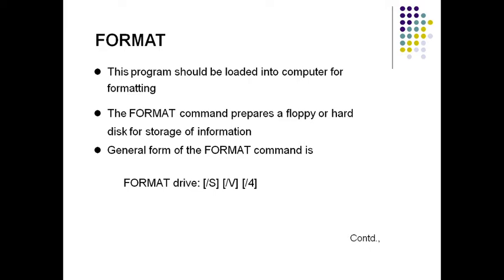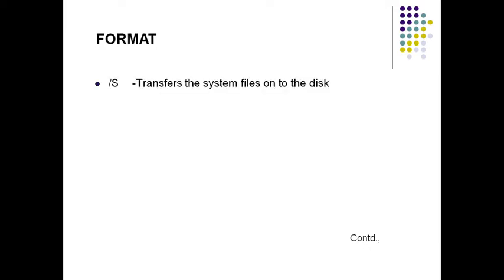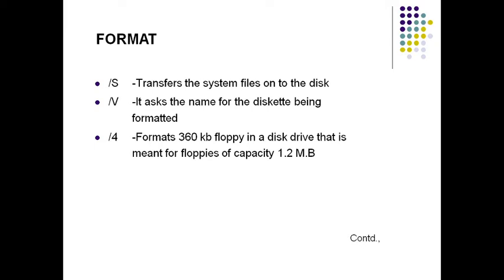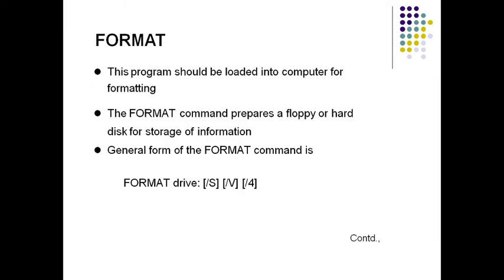Okay, students. What are these slash options with the format command? Format drive colon /s: what will it do? It transfers the system files onto the disk. /v asks for the name of the disk being formatted. /4 formats a 360 KB floppy in a disk drive that is meant for floppies of capacity 1.2 MB. Okay, students, along with the format command, these are the options we have.